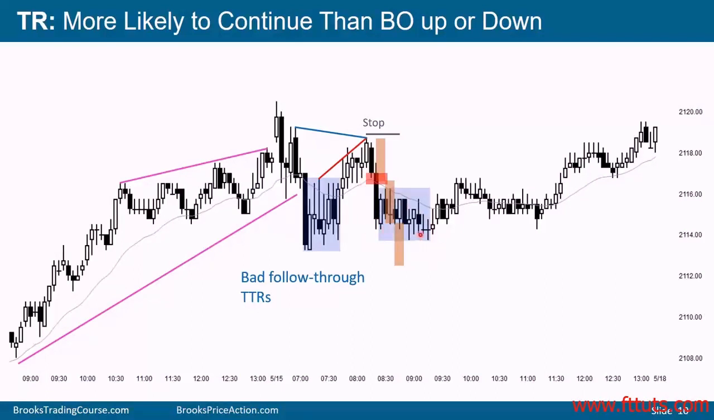And now we're starting to get trading range behavior again after what the bears hoped was a lower high major trend reversal and a strong breakout. And they hoped this was the start of a bear trend, but terrible follow through. Bottom of the range.